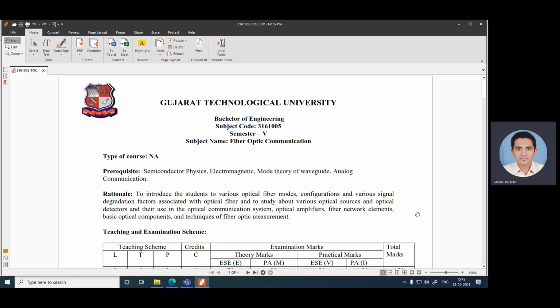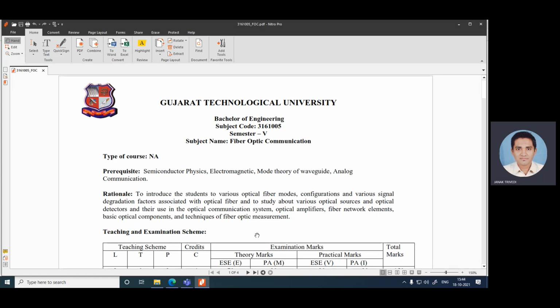In this module, we will discuss the importance of the fiber optic communication subject in the electronics and communication field. For this subject, the prerequisites are semiconductor physics, electromagnetics, mode theory of waveguides, and analog communication.